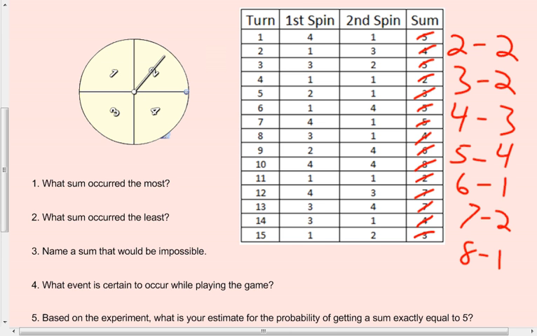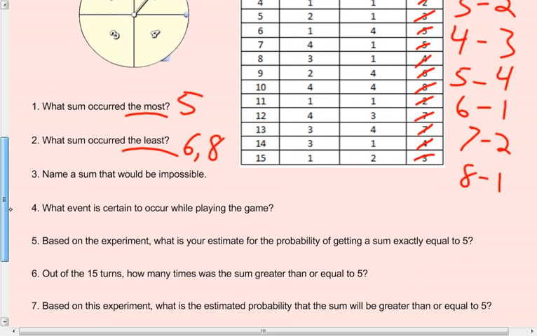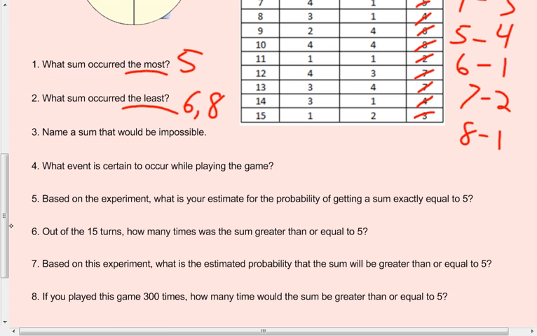So we can see that the one that happened the most often is a 5. Then it says, what sum occurred the least? Well, let's see. The 6 happened 1 time and the 8 happened 1 time. So it looks like the 6 and the 8 occurred the least. Right? Question 3 says, name a sum that would be impossible.